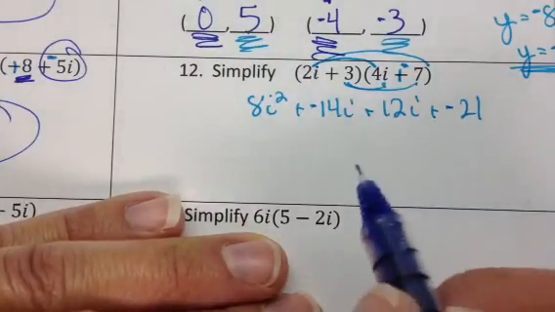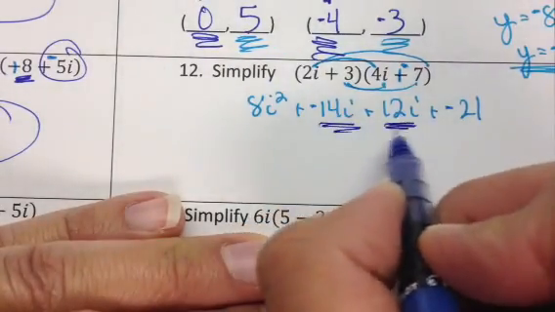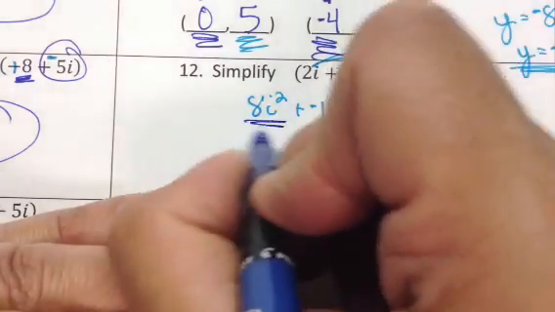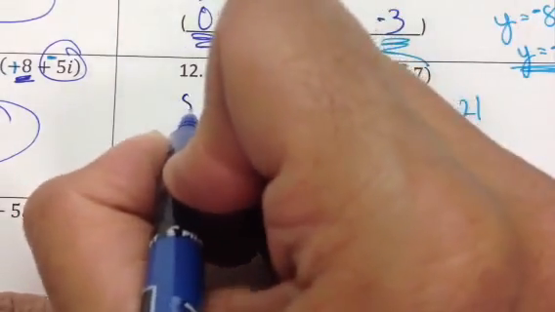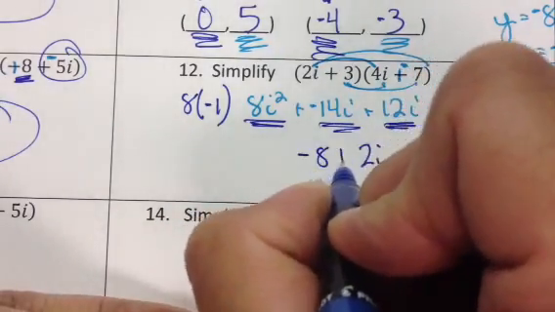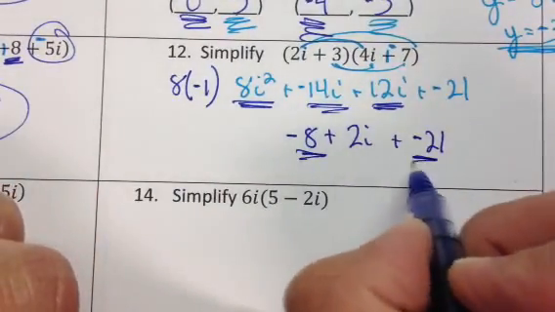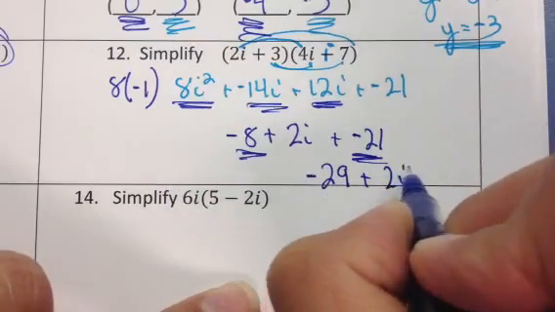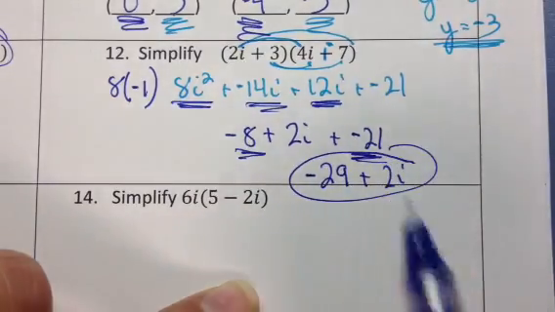So what I'm going to do now is combine my like terms. This becomes 2i. This is where i squared is worth negative 1, so I'm really taking 8 times negative 1. So I really get negative 8 out of that term. And then I can combine these and get negative 29 plus 2i as my final answer.